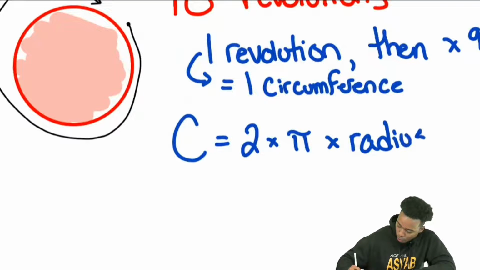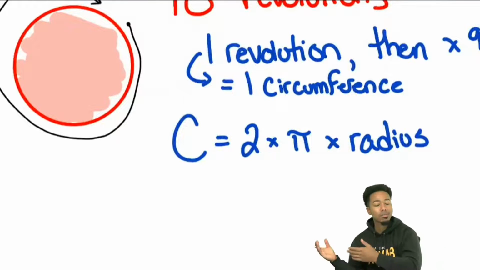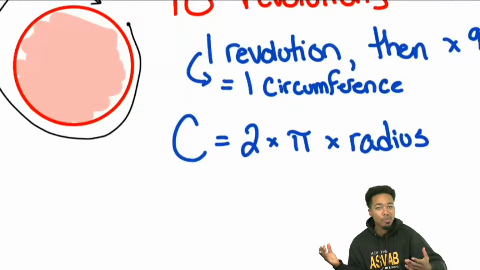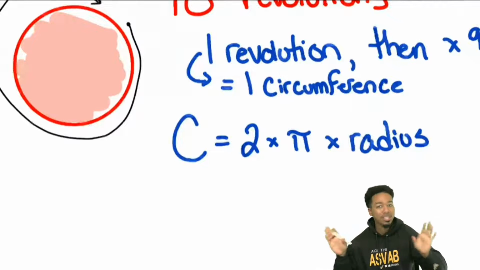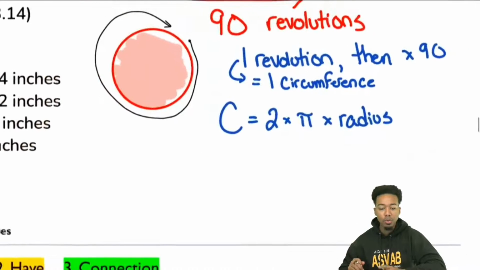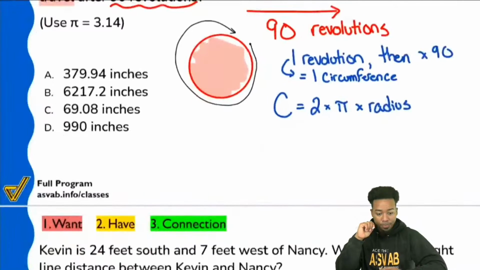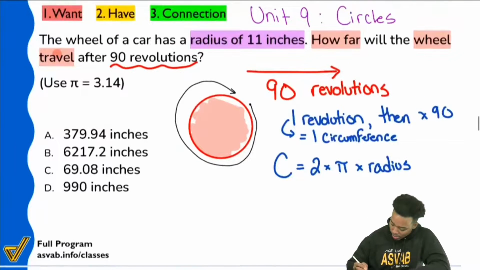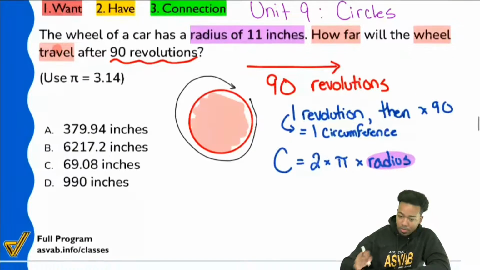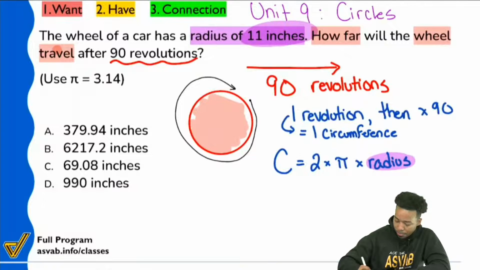There are two formulas. One uses the diameter, but since we don't see diameter in this problem, forget about it. You don't need it. We have 2 times pi times the radius. Write that down. And we know that the radius that we were told is 11 inches. We were told 11 is right here.